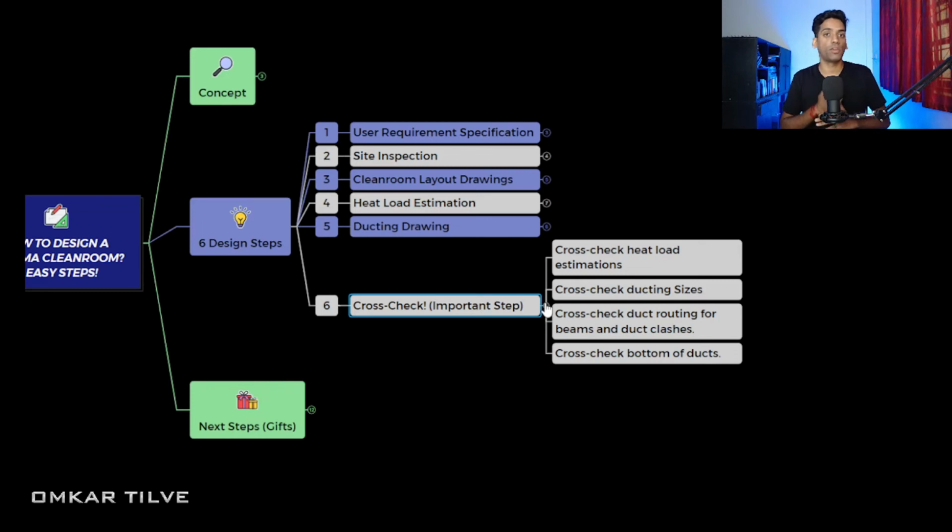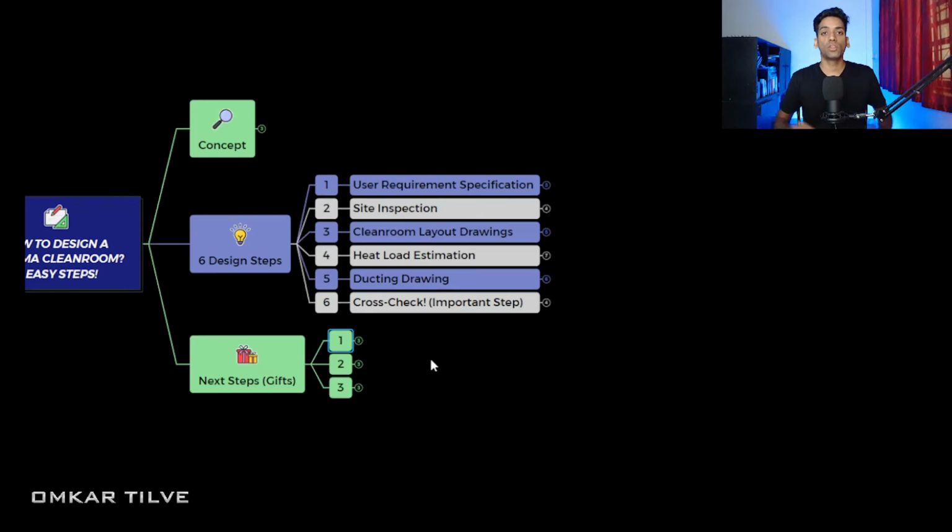This is very crucial. If you need to do it once, do it once. If you need to do it twice, thrice, do it twice or thrice, because this will ensure that the installation goes seamlessly. So to revise, the first step is to prepare the user required specification, then do the site inspection of the plant, then do the clean room layout drawings, the heat load estimation, then the ducting drawing, and a very important step, which is to cross check everything.